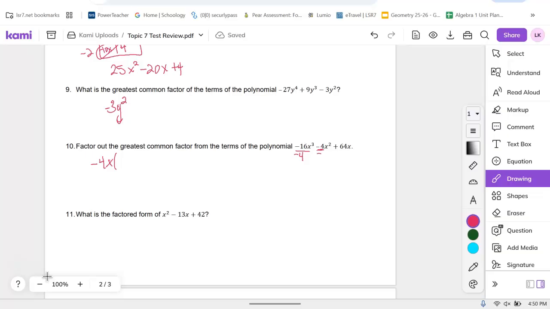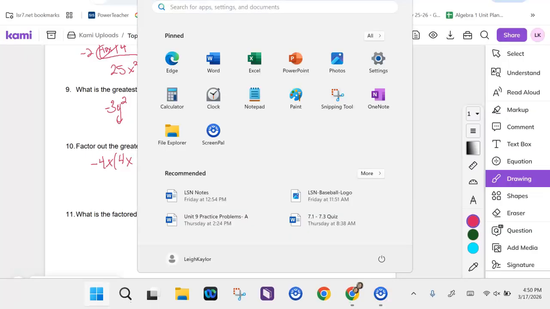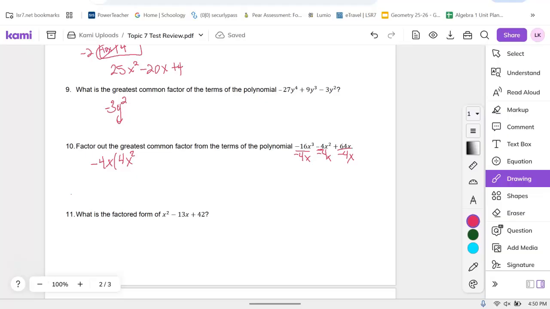So negative 4x. Negative 16x squared divided by negative 4x is just going to be 4x. Then I have negative 4x squared divided by negative 4. Oh, I'm sorry. This is going to be 4x squared because it's 3, and remember there's an imaginary 1, so 3 minus 1. Then you have negative 4x squared divided by negative 4x gives you positive x. Then 64x divided by negative 4x is going to give you positive 16. That's your answer.